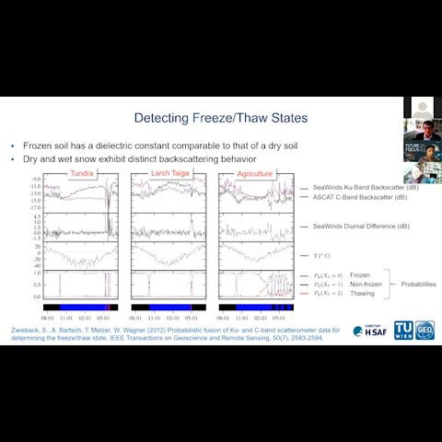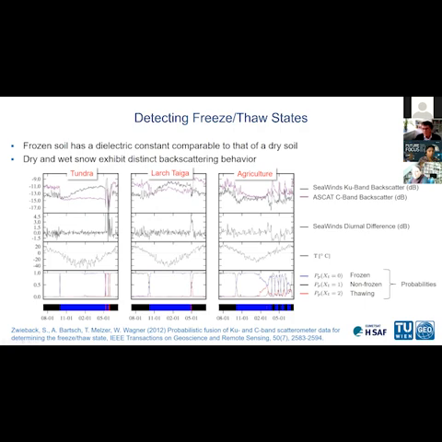You have backscatter time series from ASCAT, this is the lilac color, then SeaWinds, the black. Here you have the diurnal differences from SeaWinds, and here we have temperature data. So you see how that algorithm would convert the 2 backscatter time series into estimates of the frozen probability, non-frozen probability, and thawing probability. So very nicely seen, for example, here that we first have a frozen probability, then we see a certain thawing signal, and then we are quite certain, okay, that the soil has thawed.